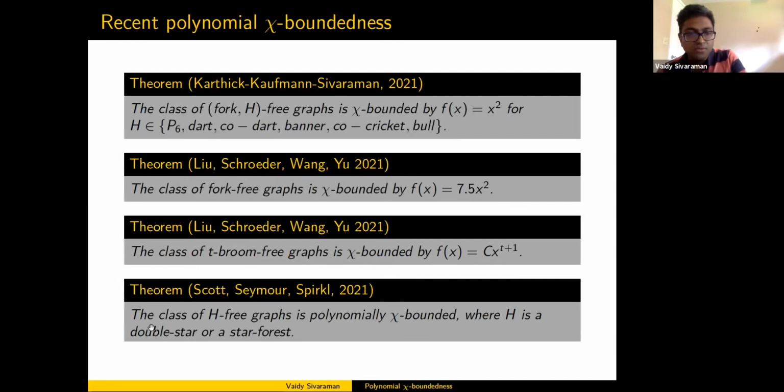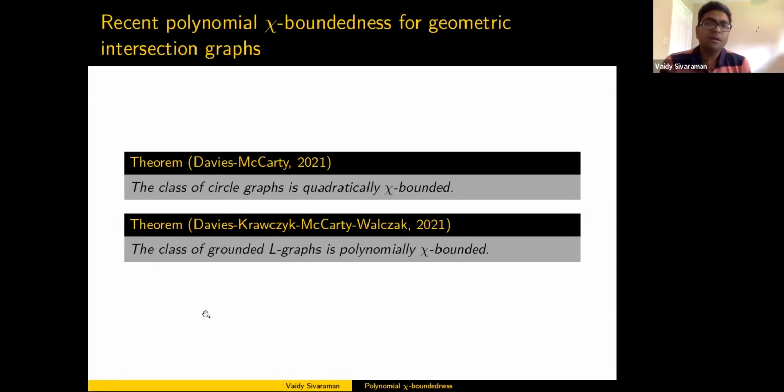So this is also a very nice recent development on this end. And another line of development has been on geometric intersection graphs. I don't know much about this area, but it's a very active area where a lot of people work. And the class of circle graphs, you take a circle and you take chords, and if they intersect, you put an edge. This class was known to be chi-bounded, but only recently they proved a quadratic chi-bounding function for this class, 7 omega squared.